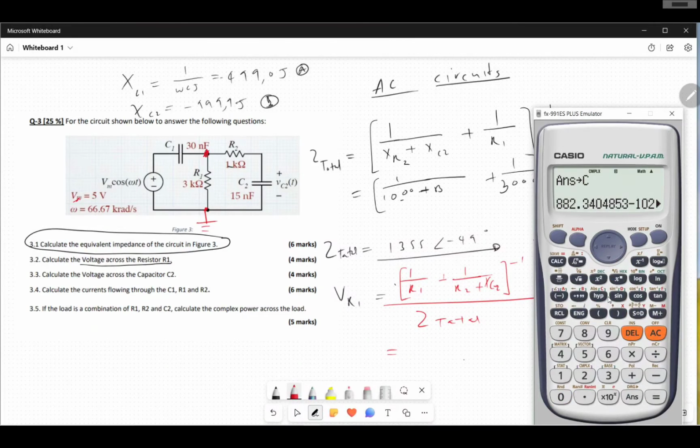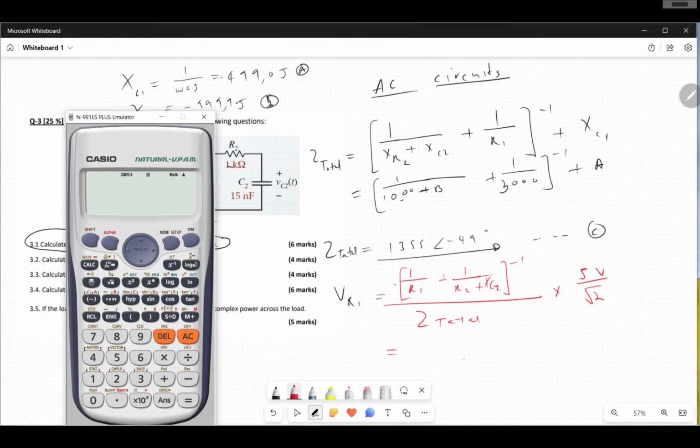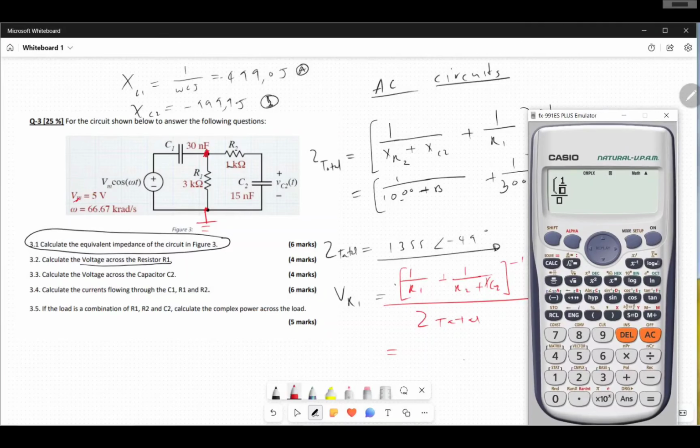Now the calculator is back. I have everything saved here. Okay, let's look at what the calculator does for us. First of all, I have a fraction open. In the fraction I'll have 1 all over R1. What is R1? It's 3000. I hope I didn't make any mistake. Plus 1 all over R2, I think that's 1000.